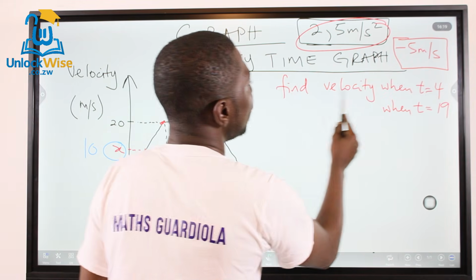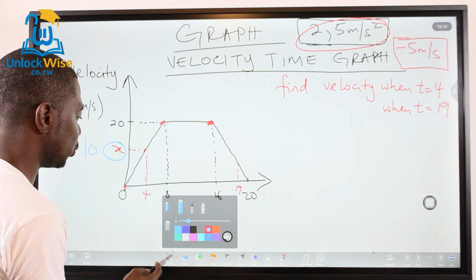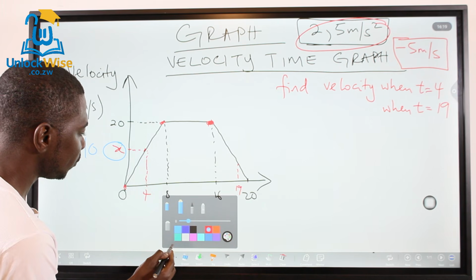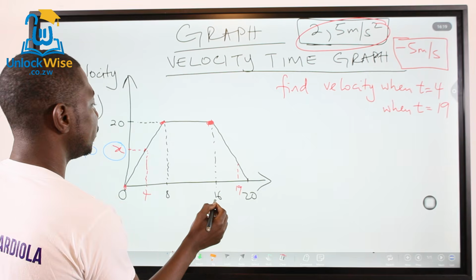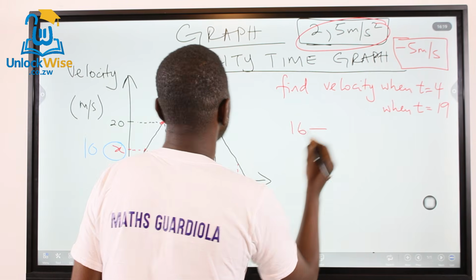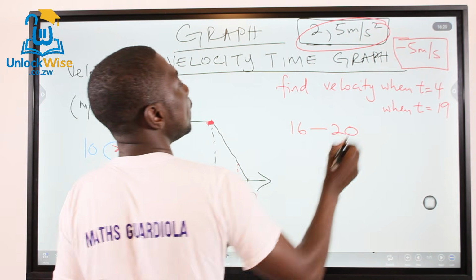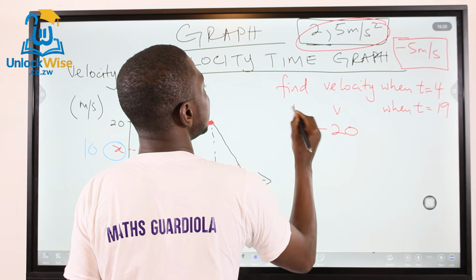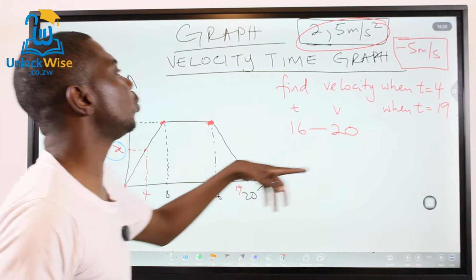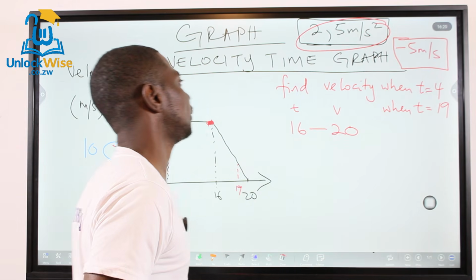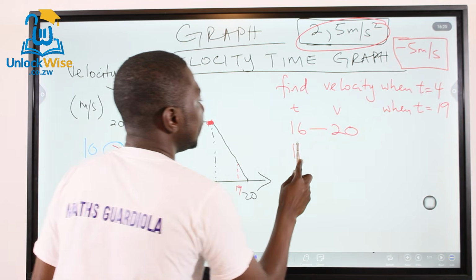We want to find the velocity when t is equal to 19. So what do we do? We say this point, 16, we have 20 as our velocity. This is our velocity, this is our time. For each second, we are going to subtract our deceleration, or our negative acceleration, whatever you want to call it.